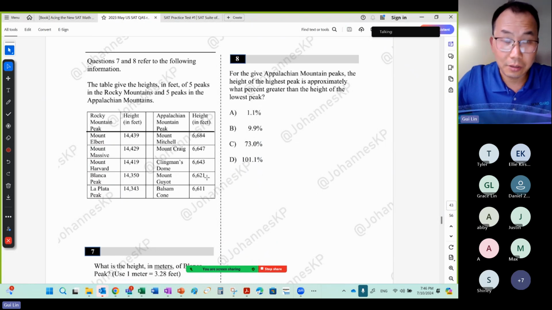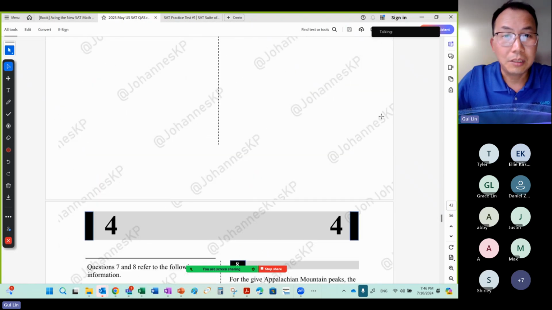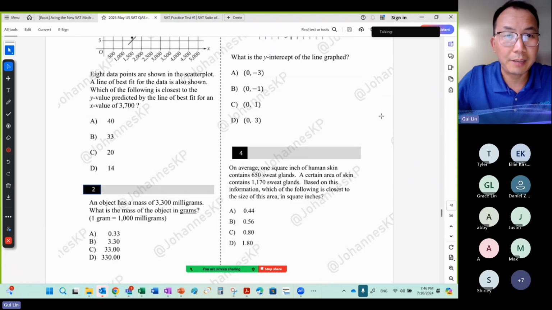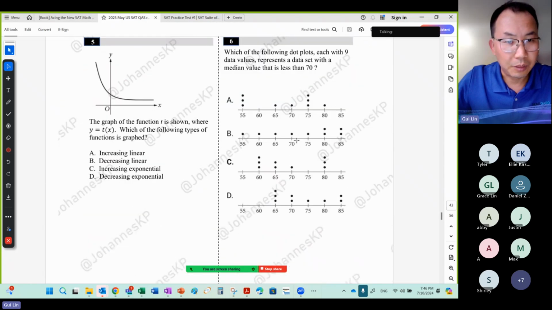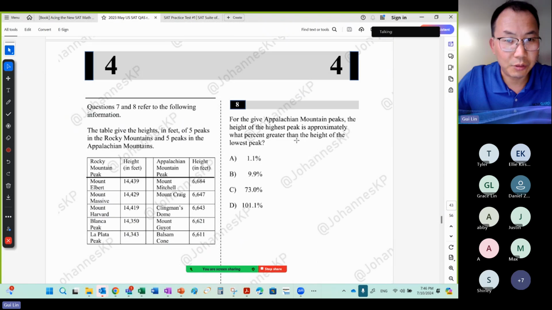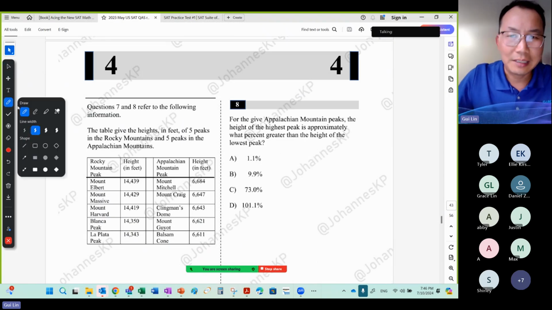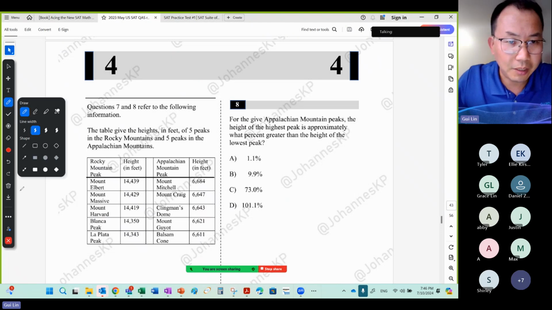So you can see there are a lot of questions with tables, like number 1, a lot of information in the table. I think SAT math will definitely include these kinds of table questions. The table gives the height in feet of 5 peaks in the Rocky Mountains and 5 peaks in the Appalachian Mountains. I didn't pronounce that properly, huh? So there are 2 of them. You can see the list here.